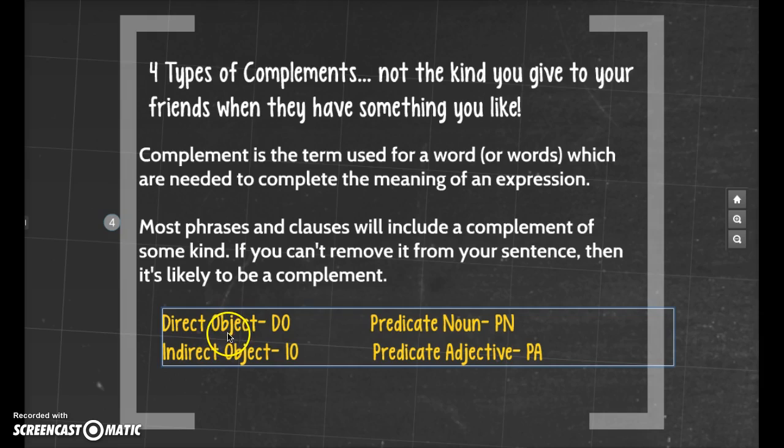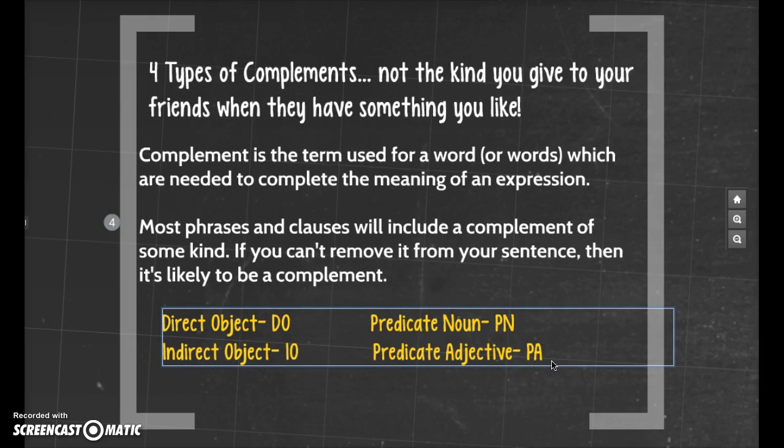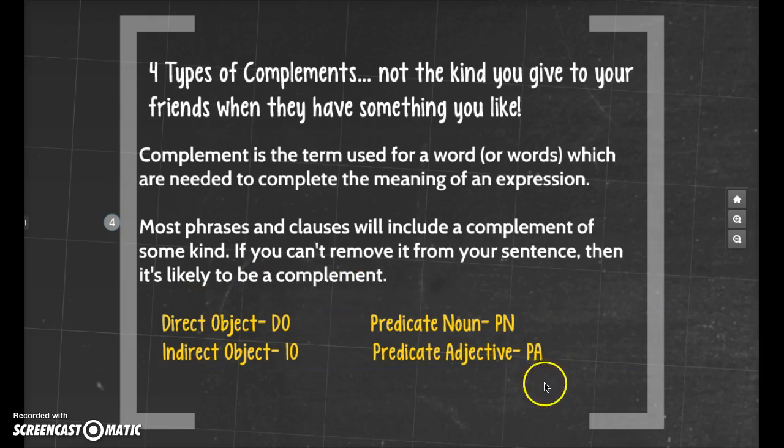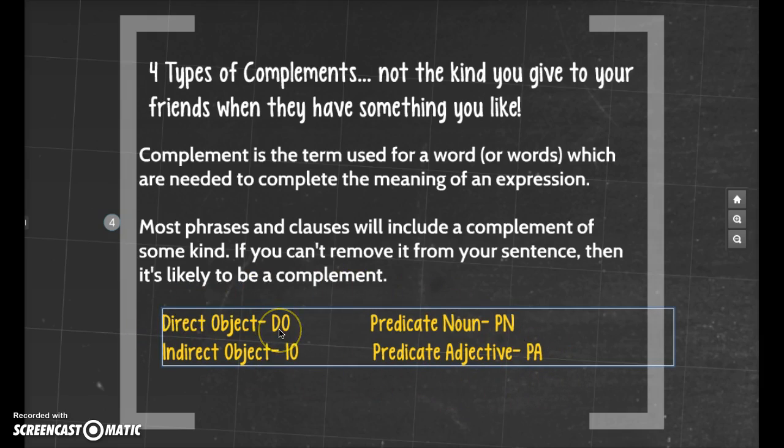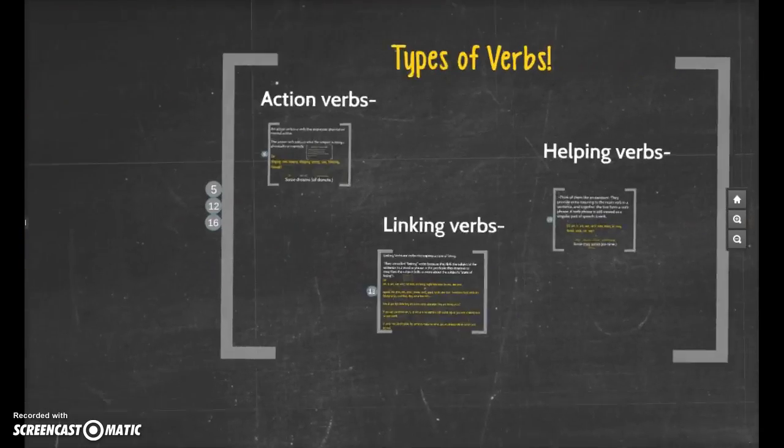You have 4 types of complements in sentences. You have direct object, which is DO. You have indirect object, which we abbreviate as IO. We have the predicate noun, PN, and then the predicate adjective, PA. So in your notes, in the second section, you need to get these 4 complements written down. I would also include the abbreviation in addition to the words that you see. Okay, so if you need to pause at this time to get those notes copied down, please do so.